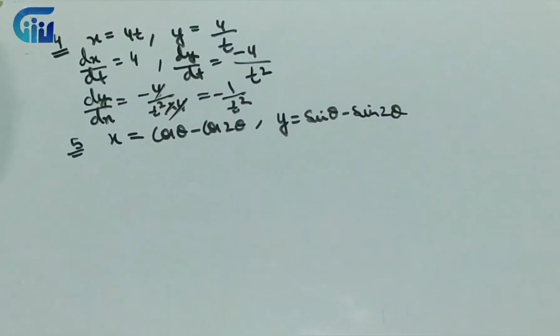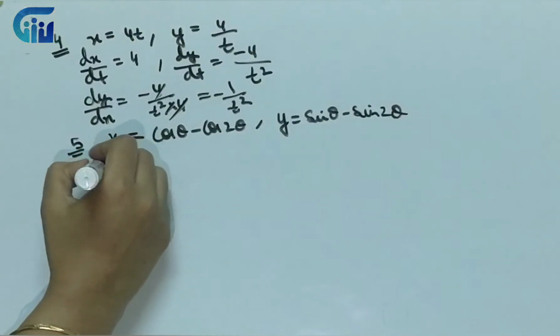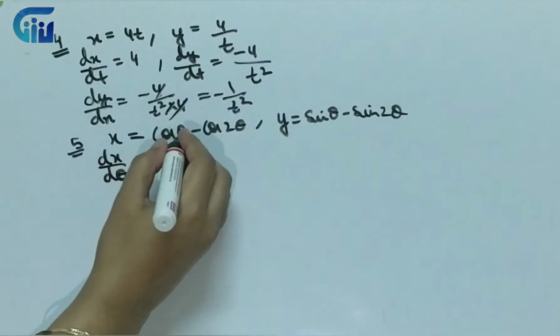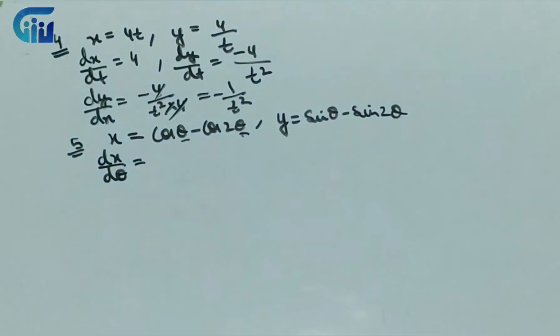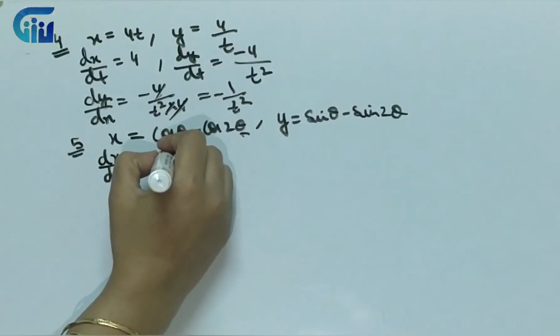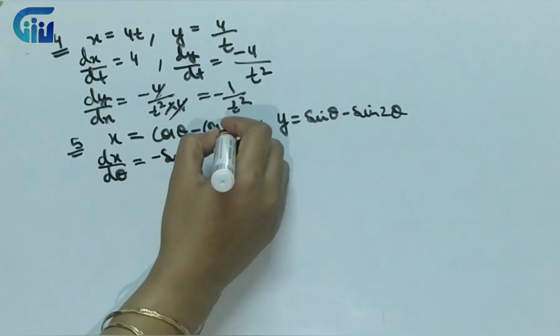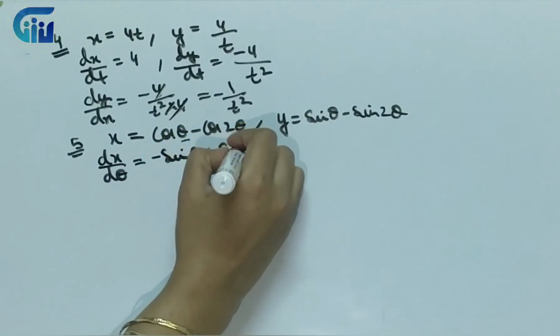Right? Similarly, let's move on to the next question. So dx upon d theta. Over here it is with respect to theta, and theta is over there. So the derivative of theta will be d theta by d theta, which is 1. So for cos theta, the derivative is minus sine theta. Over here again it is minus sine 2 theta.